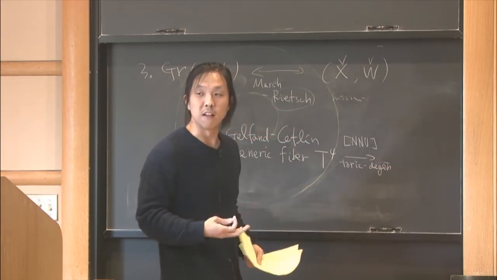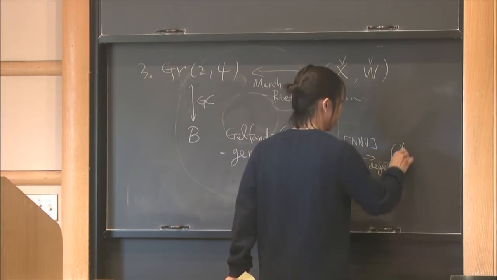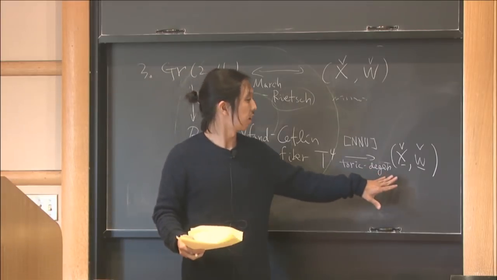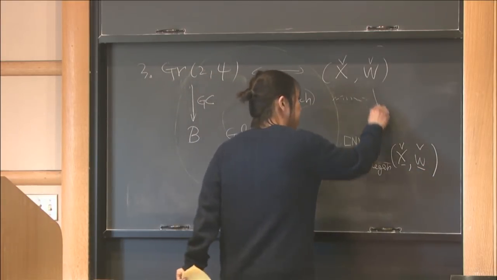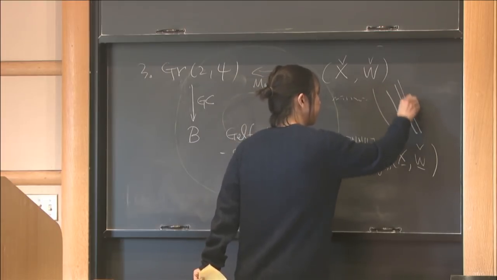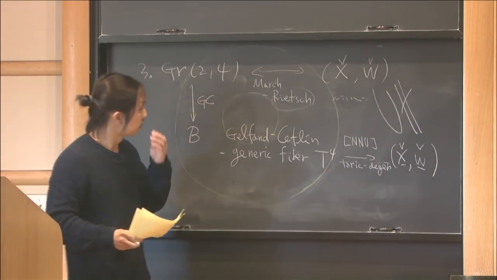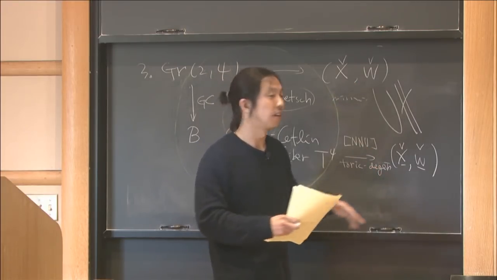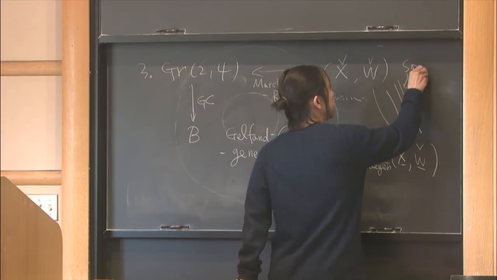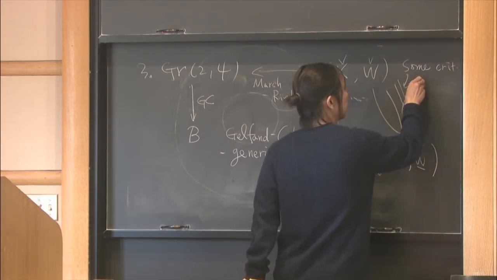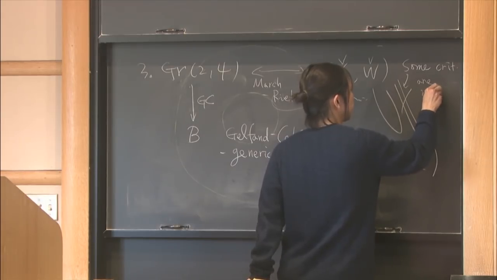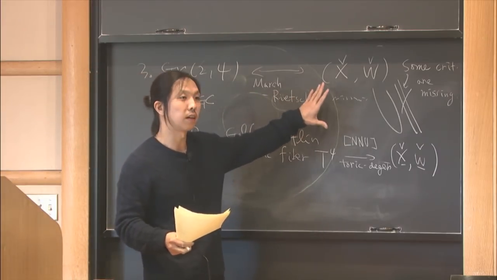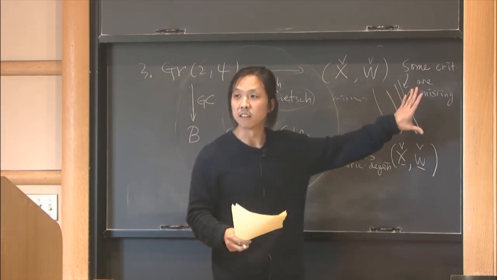And they get some LG model, let's say X check and W. The reason why I put this underbar here is because this is strictly bigger than this one. And even worse, in fact, W check has more critical points than this one. So some critical points are missing here. By recovering the full mirror, I meant recovering these missing critical points.